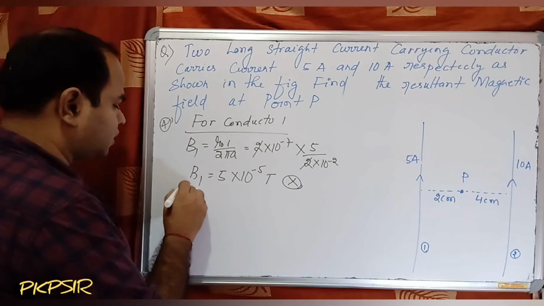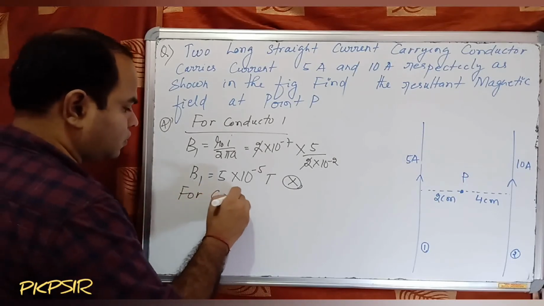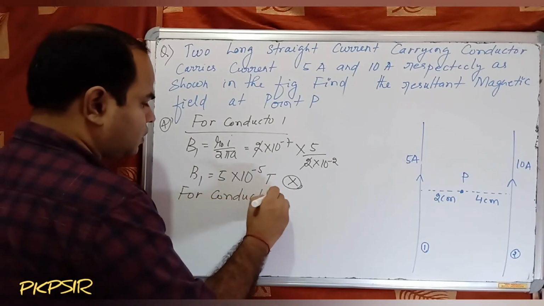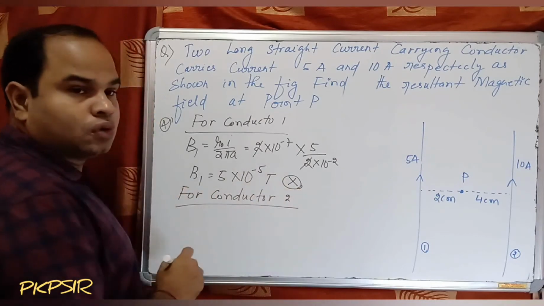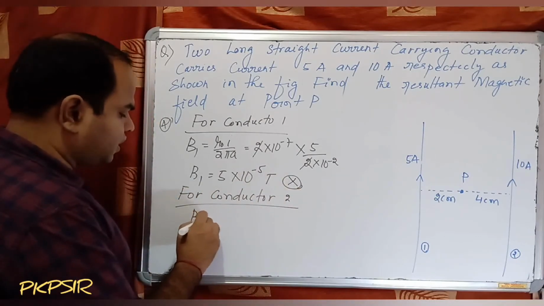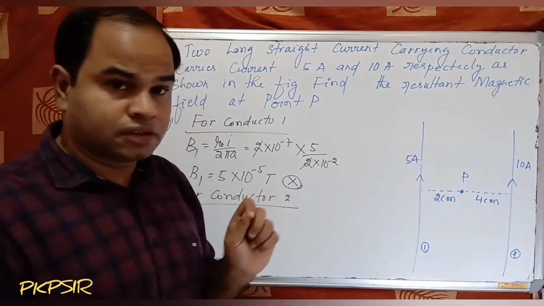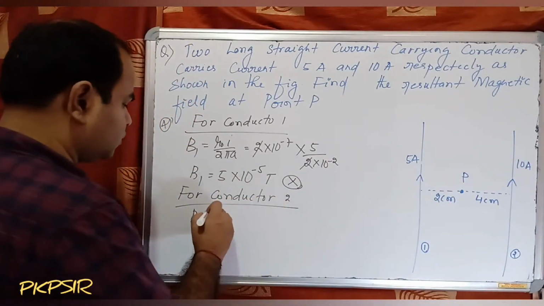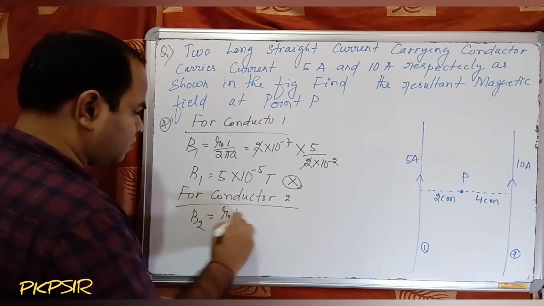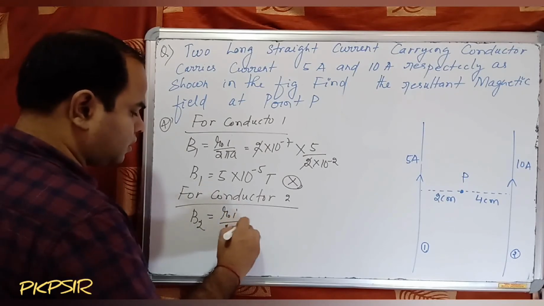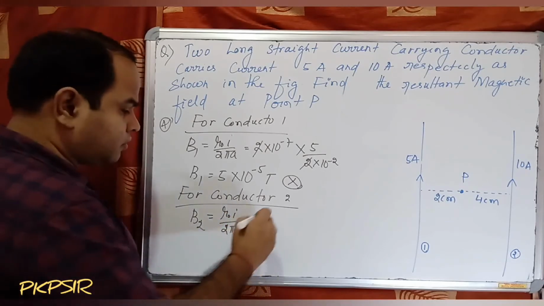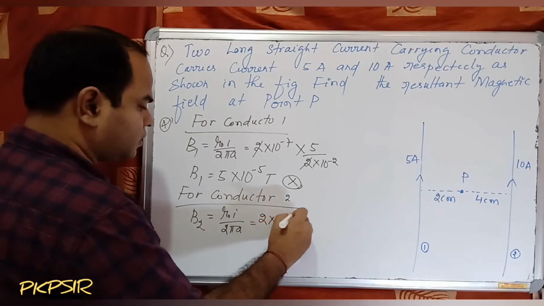Second, for conductor 2, let the magnetic field produced at point P due to the second conductor be B2. So that is mu naught I by 2 pi A. Mu naught by 2 pi is how much? 2 into 10 to the power minus 7.